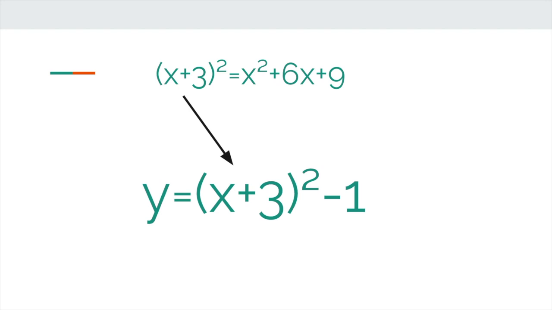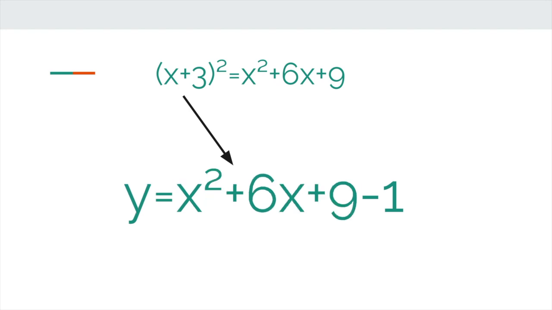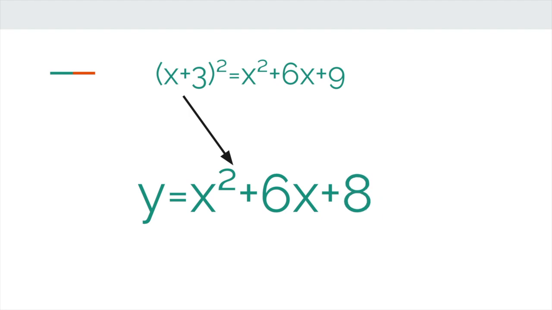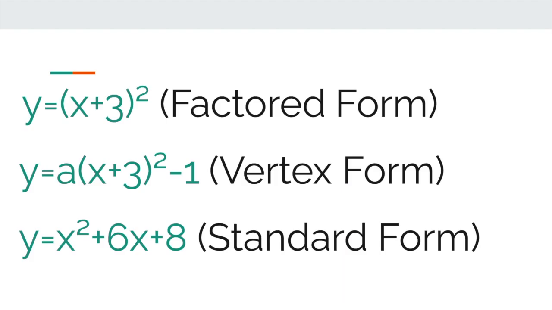Adding this back into the equation gives us y is equal to x squared plus 6x plus 9 minus 1, which simplifies into x squared plus 6x plus 8 is equal to y, which is our final equation. If you haven't noticed, we just used all of the quadratic equation forms when solving this problem. That may have been very confusing, so let's try out a second problem.